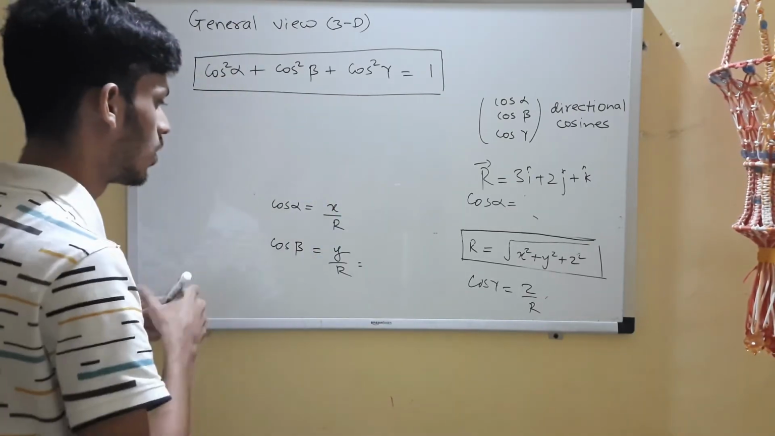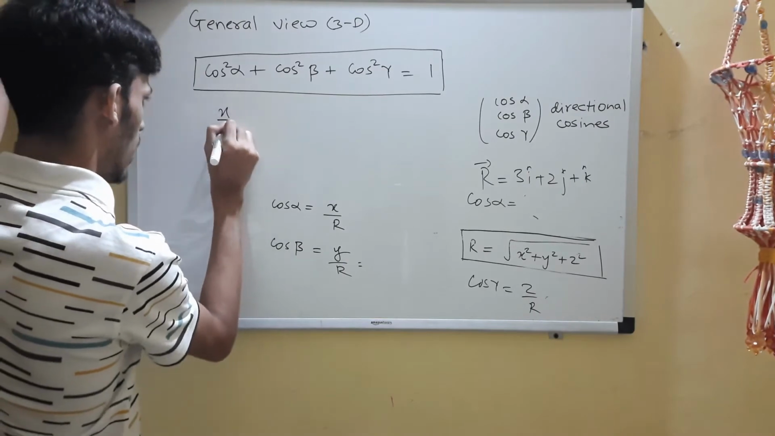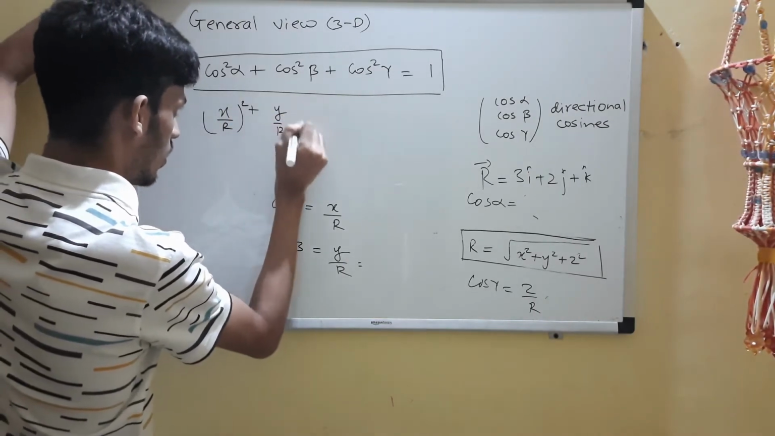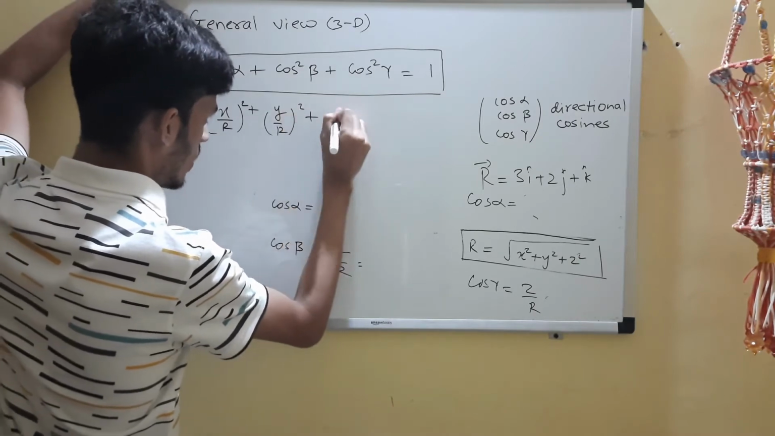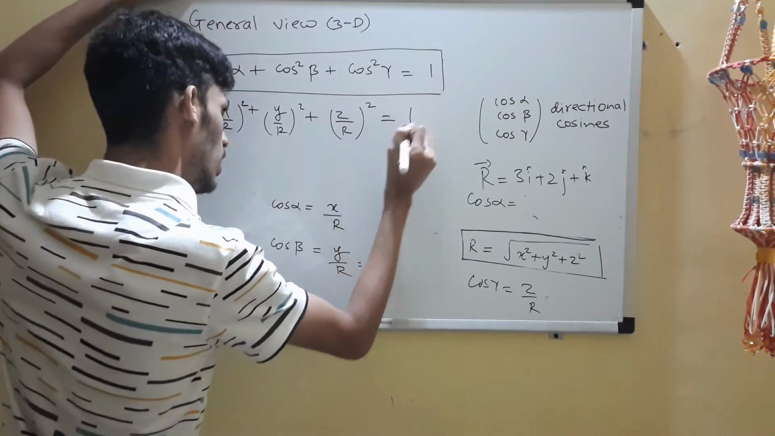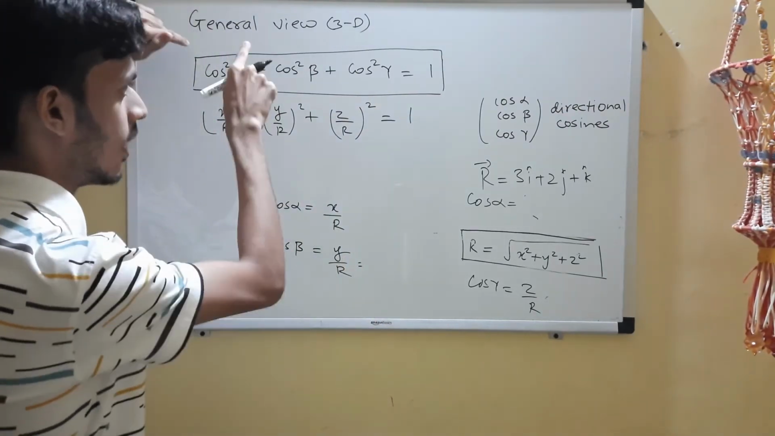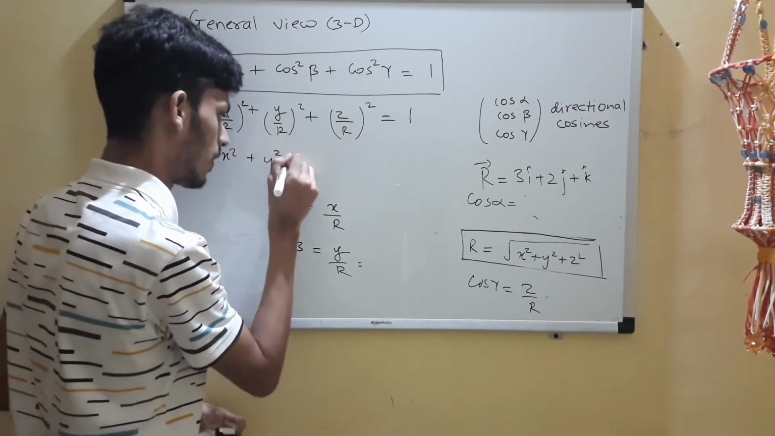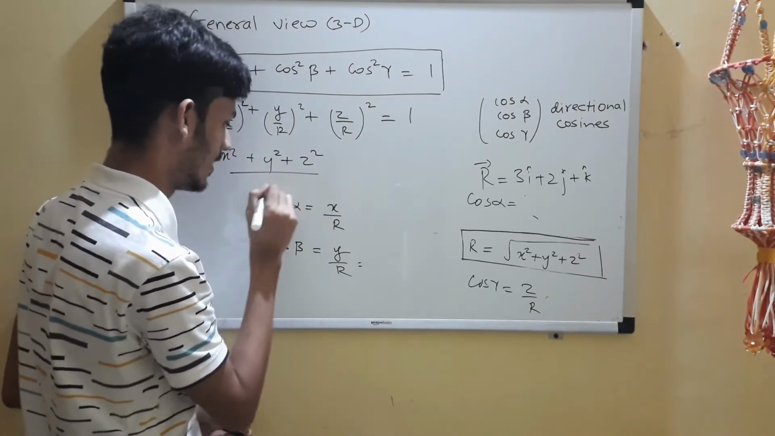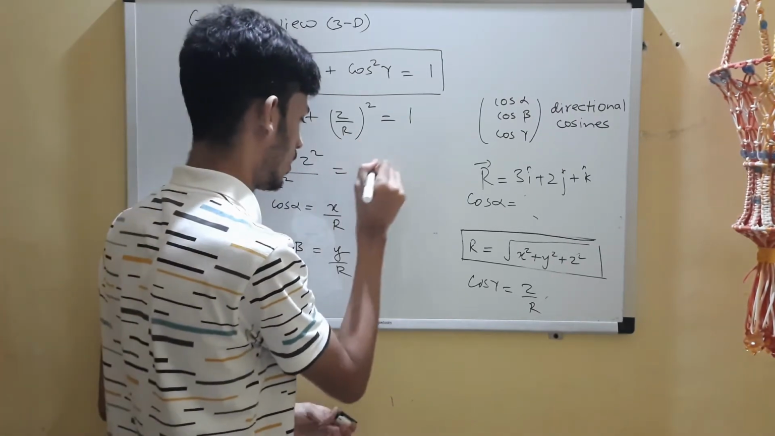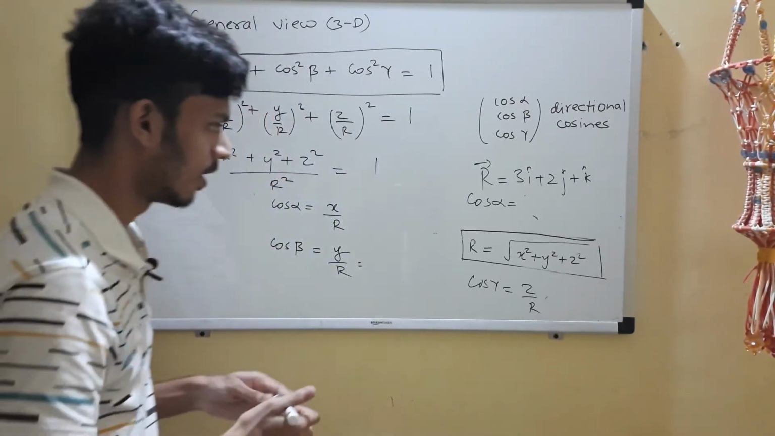So cos alpha is x by r, the whole squared, plus y by r the whole squared, plus z by r the whole squared, and it's equal to 1. I just plugged in the values here. So we get x square plus y square plus z square upon r square. R square is common in the denominator. So 1, which is equal to 1.